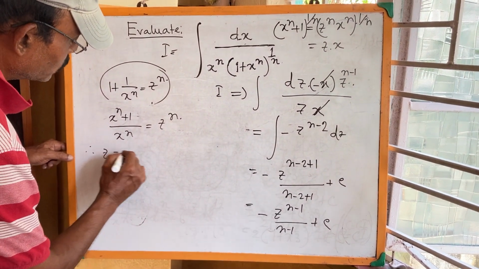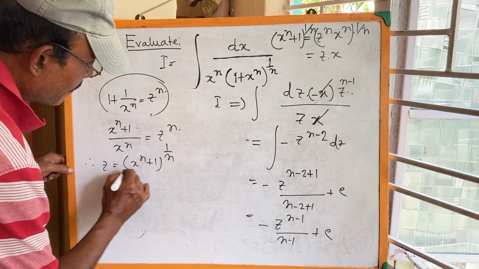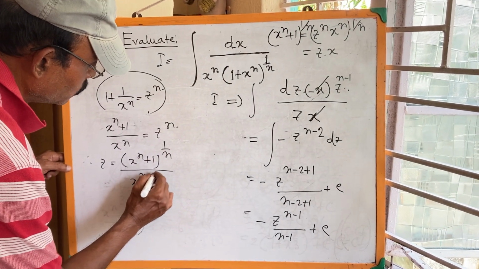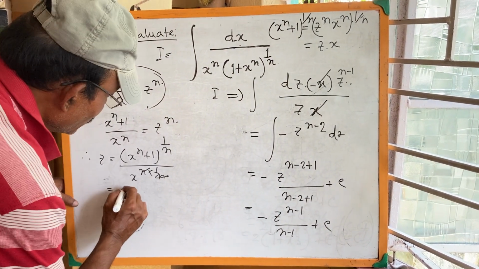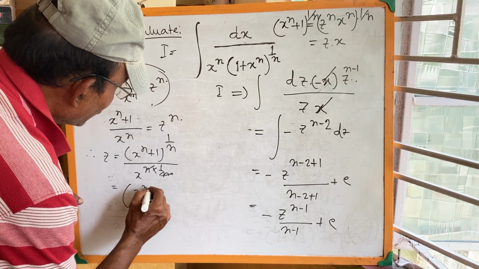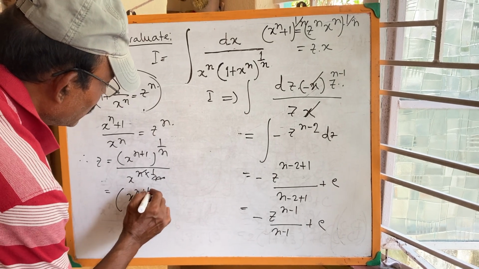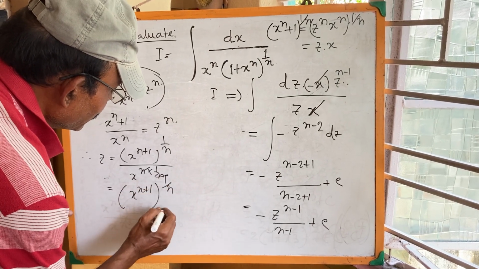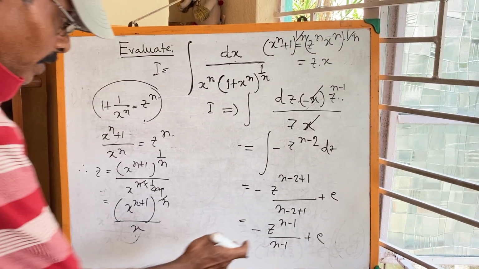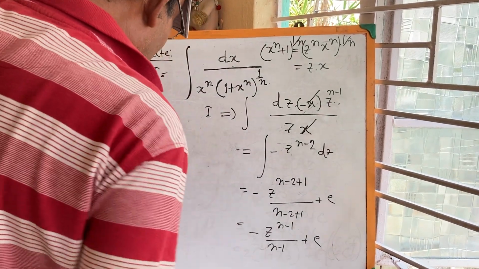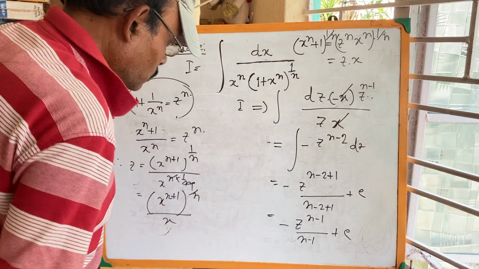So z equal to x to the power n plus 1 whole to the power 1 by n by x to the power n into 1 by n. So we must write this x to the power n, this will be the power, whole to the power 1 by n by x. So instead of z to the power n minus 1 by n minus 1, we substitute this value.